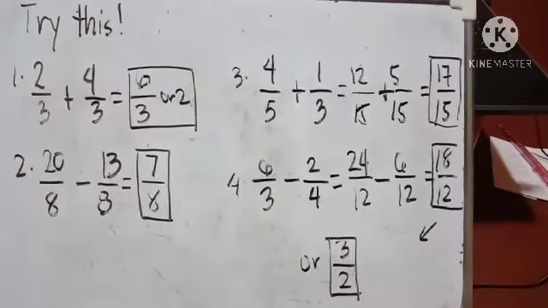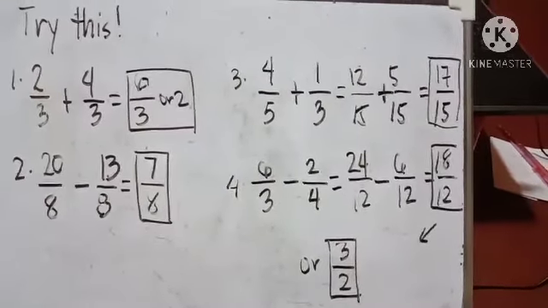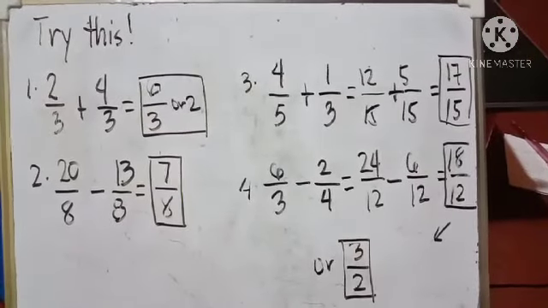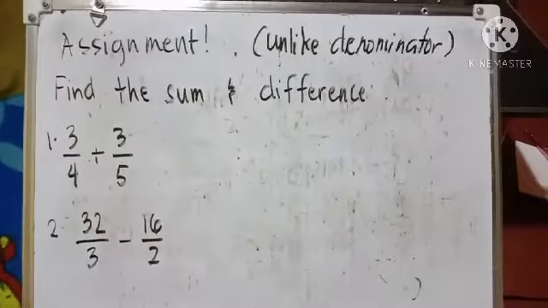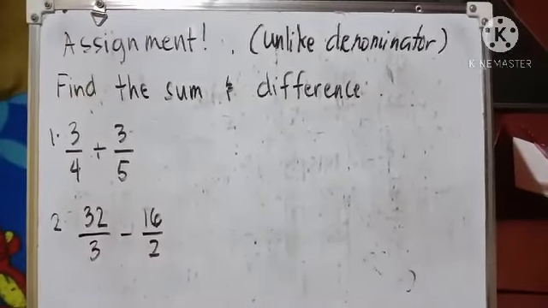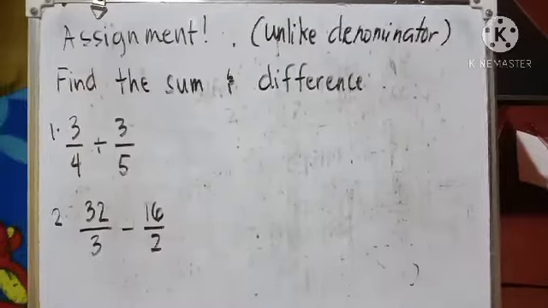The lowest term natin yung 18/12, so divide both by 6. Okay? Who got perfect? Okay, congratulations. Children, try to answer this in your house. So find the sum and difference of the following numbers.